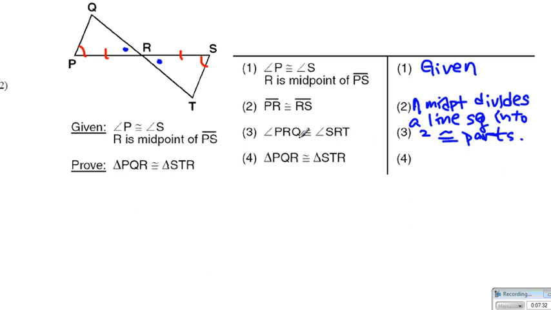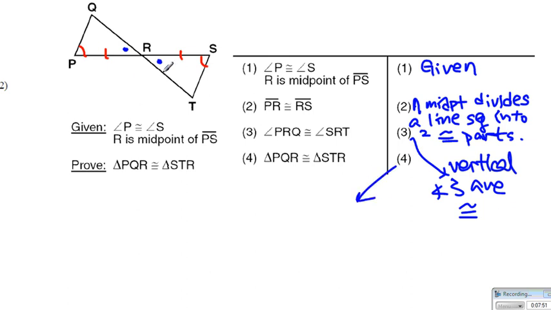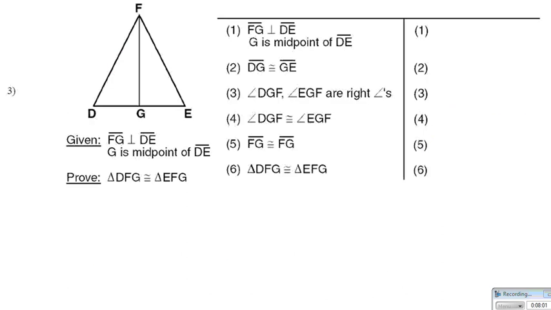All right, number three, the reasoning here becomes the vertical angles are congruent. Now step number four, then these two triangles are congruent to each other, as you can see, angle, side, angle. All right, very nice. Let's move on to the next question.